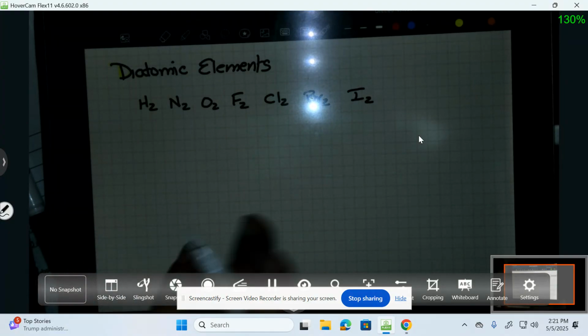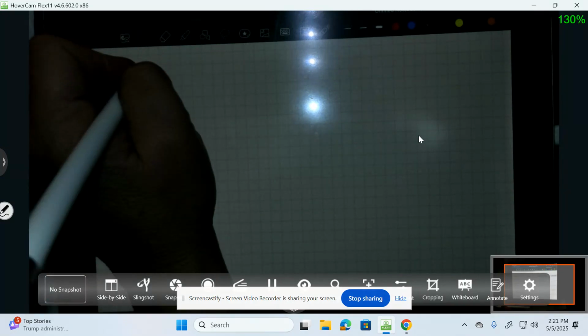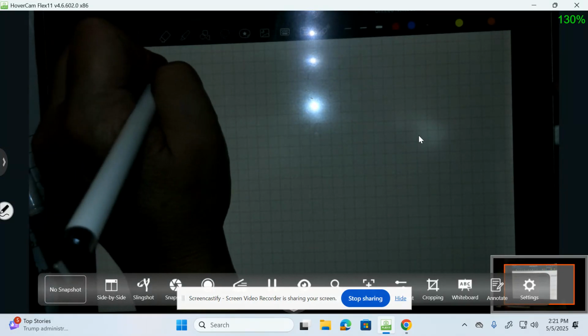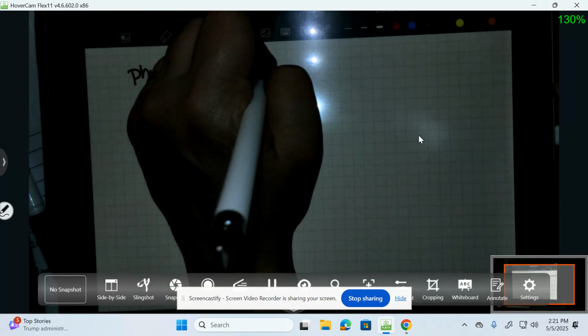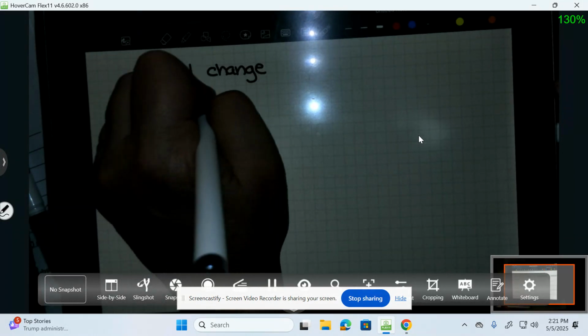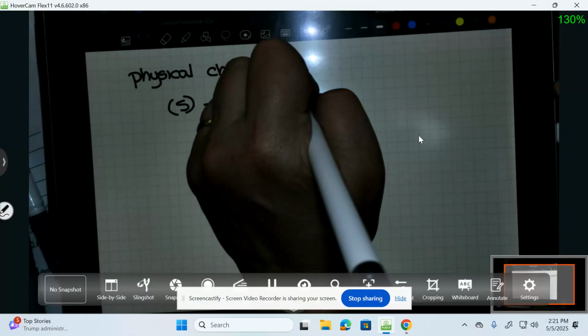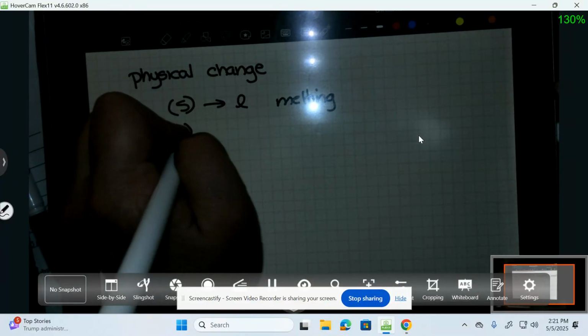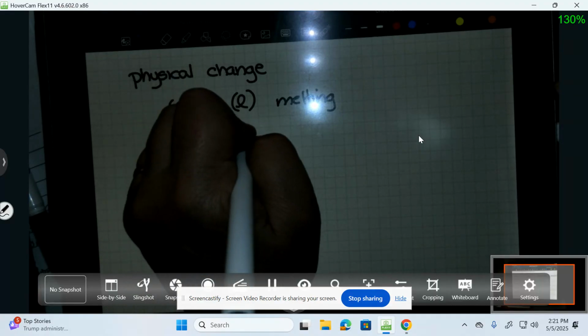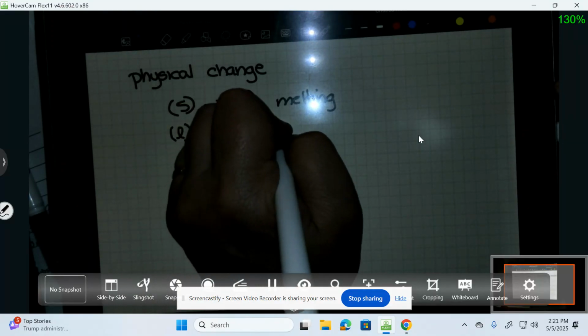All right. Physical and chemical changes. Let's just go over that real quick. Physical changes are things like solid going to a liquid, which is called melting. Liquid going to a gas, which is called vaporizing.